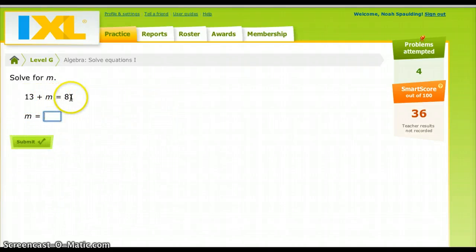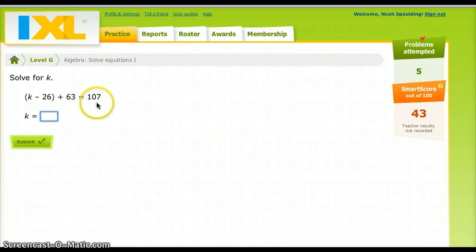Here we have 13 plus m is equal to 81. Subtract 13 from both sides, so 81 minus 13. If this was 81 minus 11, that would be, what, 70? But I'm taking away 2 more than that, so that would be 68. Okay. Here we have k minus 26 plus 63 is equal to 7. Subtract 63 from both sides. That's going to leave me 107 minus 63, which is what, 44, and then add 26 to both sides. So 26 plus 44 is 70.